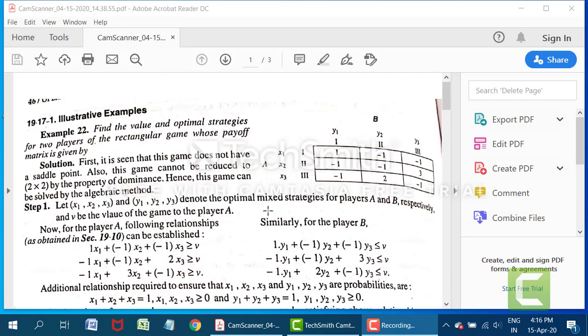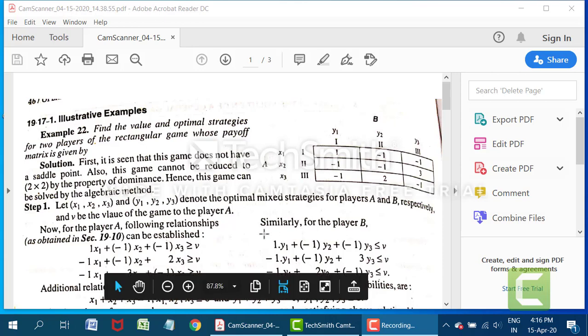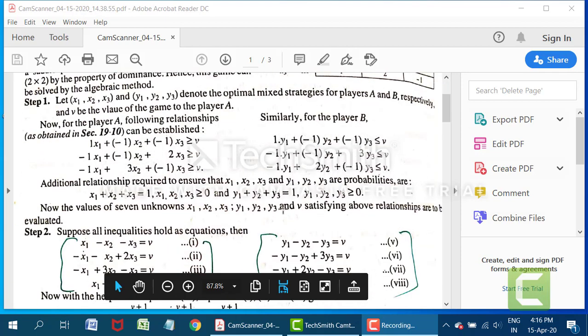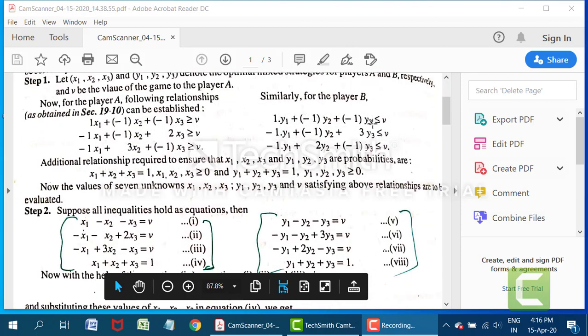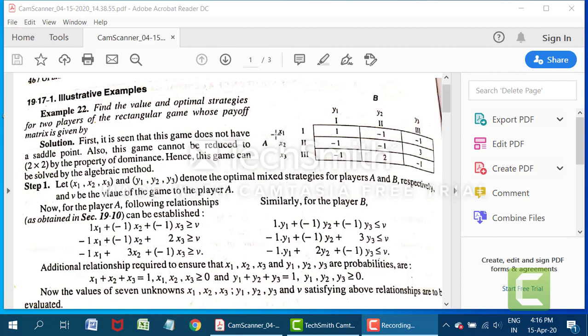For player A, you got the probabilities x1, x2, x3. The mixed strategy for player A is now known, and the value of nu is also obtained. The value is minus, which means A will be losing something. That's the meaning of that.